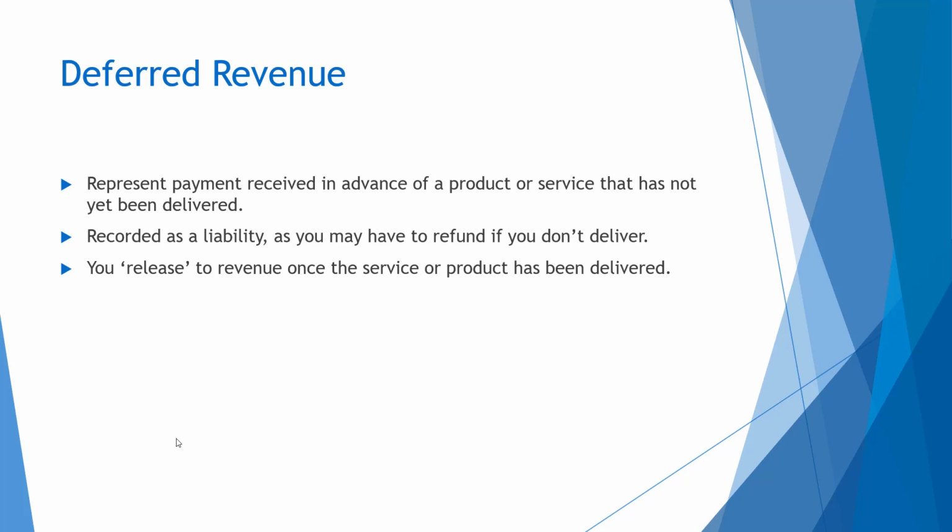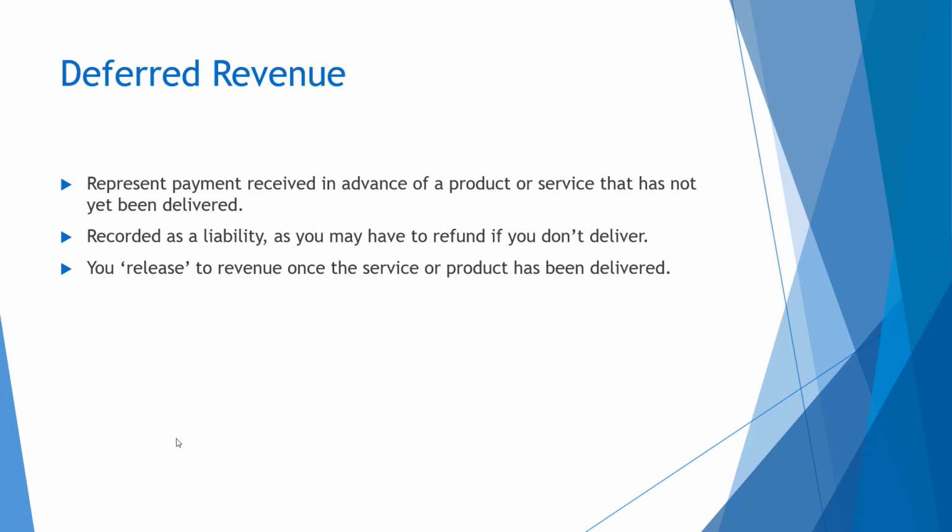So accounting rules say that that has to go in as a deferred revenue, which is a current liability account. Now, the way it gets released from deferred revenue is you provide the service, or you provide the product, and then when you do that, accounting entry wise, you take it out of deferred revenue and put it into regular revenue.